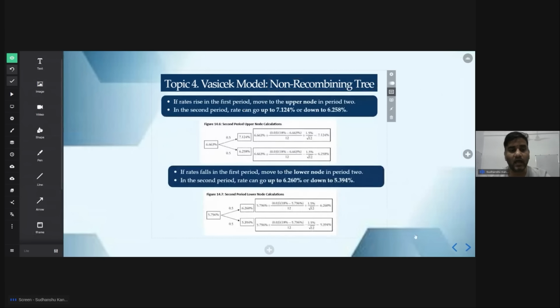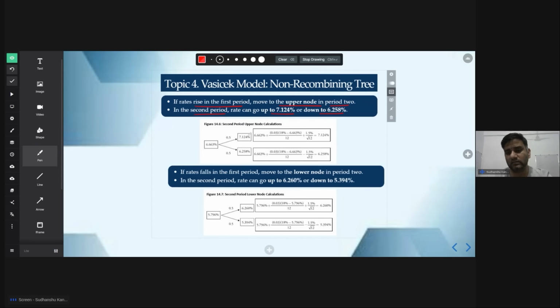Next part. Now we will go deeper and try to understand it in a much better way. We are still looking at the Vasicek model, non-recombining tree. We are looking at the second period illustration. First we saw the first period illustration, and now I am getting into the second period illustration. We'll also move on to the point that these trees are non-recombining. If rates rise in the first period, we move to the higher upper node in period two. In the second period, rates can go up to 7.124 or down to 6.258.